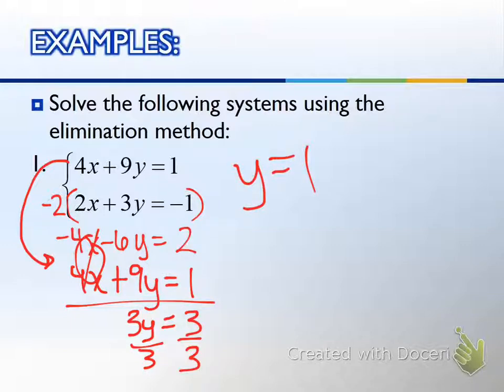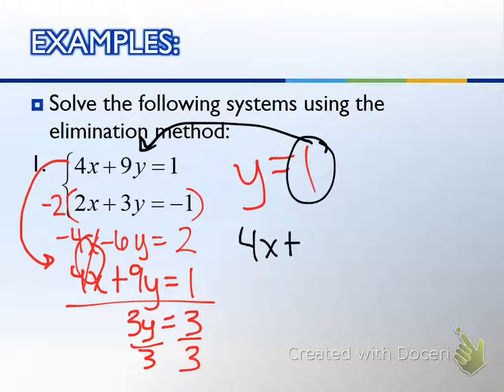Y equals 1. But are we finished with this problem? No. What are we going to do next? Plug y back into which equation? Whichever one you want. The top one is fine with me. So we're going to take this 1 and plug it into y in the top equation. Plug y in. 4x plus 9 times 1 equals 1. What's 9 times 1? 9. So 4x plus 9 equals 1.